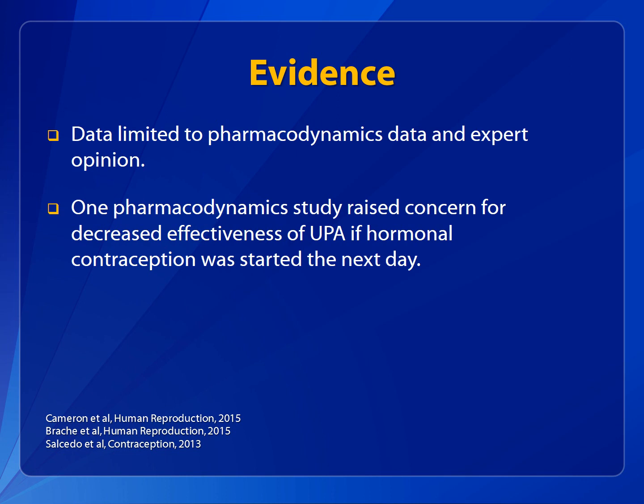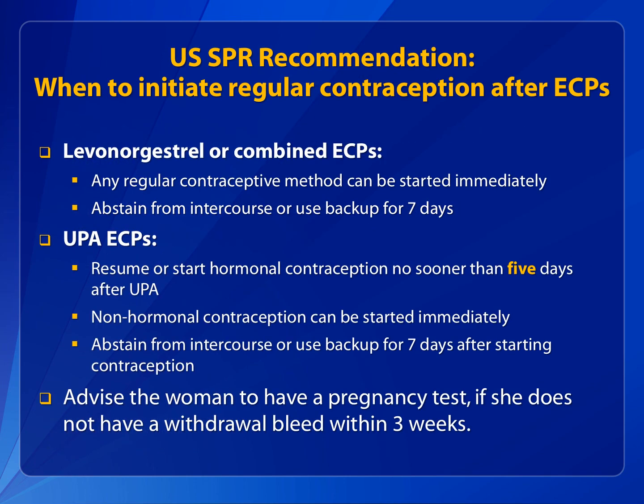Data on when to start contraception after ulipristal acetate is limited to pharmacodynamic data and expert opinion. One pharmacodynamics study raised concern for decreased effectiveness of ulipristal acetate if hormonal contraception was started the next day. Specifically, the concern was less ovulation suppression. Therefore, after levonorgestrel or combined emergency contraceptive pills, any regular contraceptive method can be started immediately.